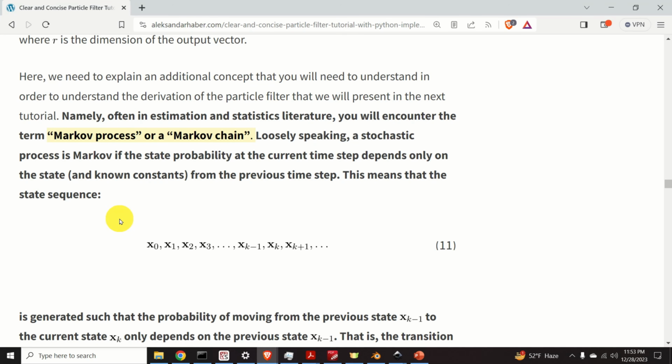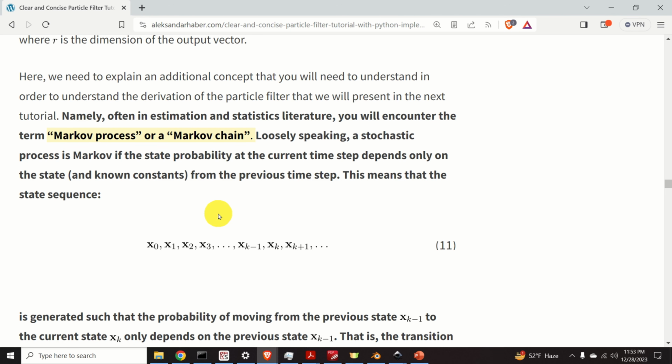Here we need to explain an additional concept that you will need to understand in order to understand the derivation of the particle filter that we will present in the next tutorial. Namely, often in estimation and statistics literature, you will encounter the term Markov process or a Markov chain. Loosely speaking, a stochastic process is Markov if the state probability at the current time step depends only on the state and known constants from the previous time step.